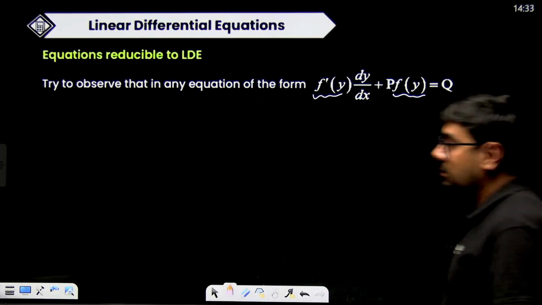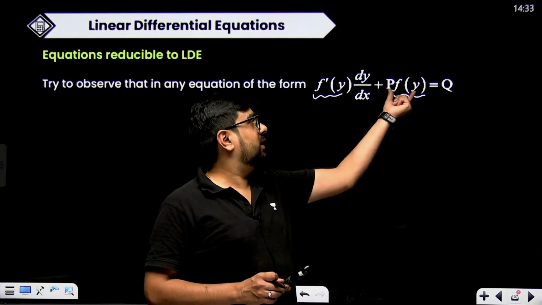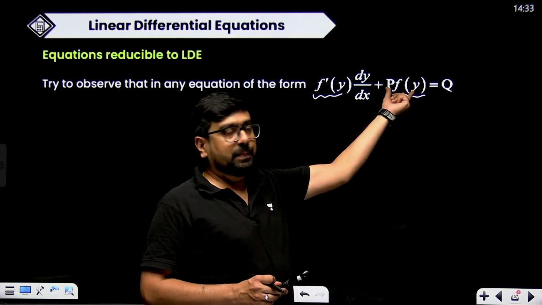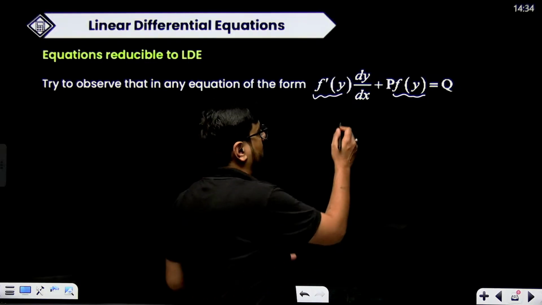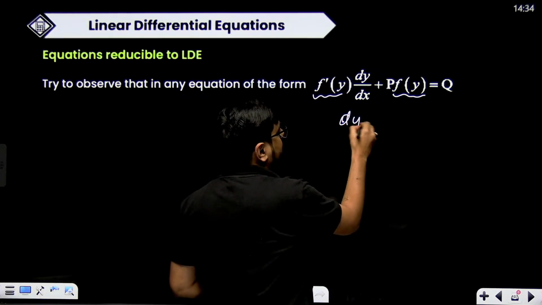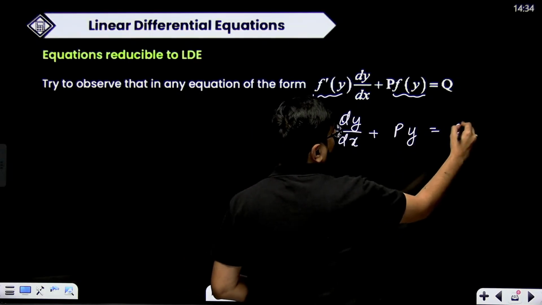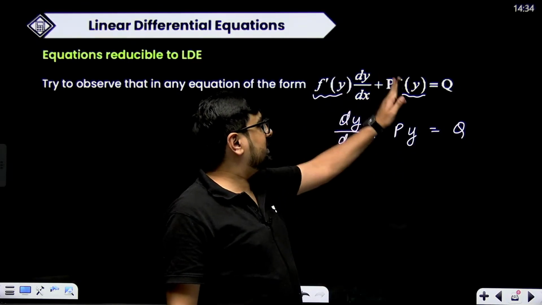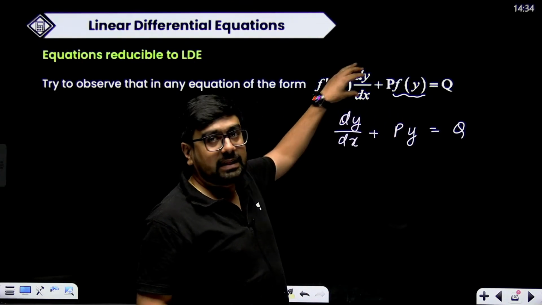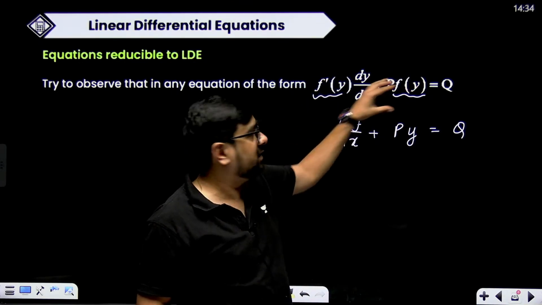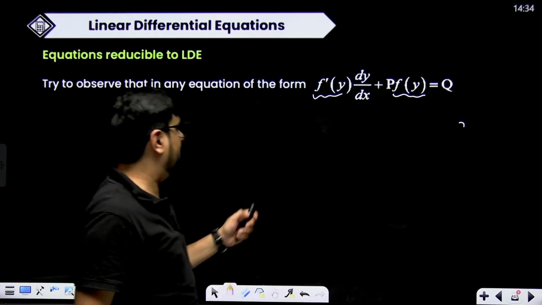I was saying that if you have a function of y with p, this is going to be a linear equation. Generally it will be dy by dx plus p y equal to q, something like this. But in this case, instead of y over here we have a function of y, and here the derivative of this function is sitting with dy by dx. I'll show you an example.